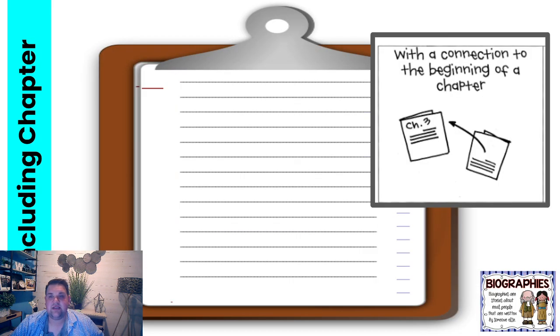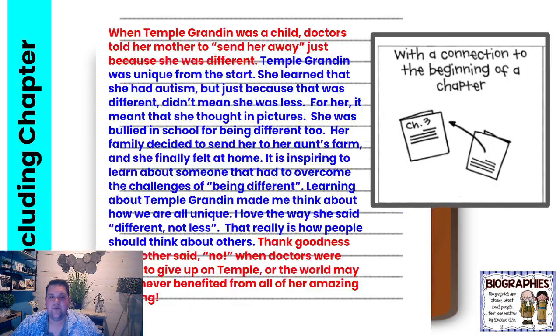The first one we're going to talk about is with a connection to the beginning of a chapter. So we can end with a way that connects everything together. So it might look something like this. This is a chapter that we wrote about Temple Grandin as a child. And this is our lead in the red. And then the blue says Temple Grandin was unique from the start. She learned that she had autism, but just because she was different didn't mean she was less.